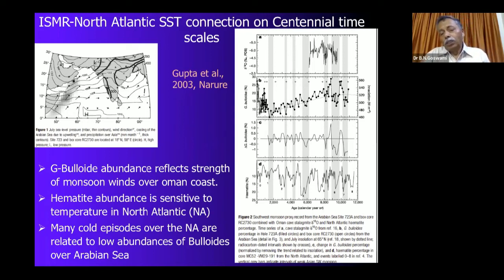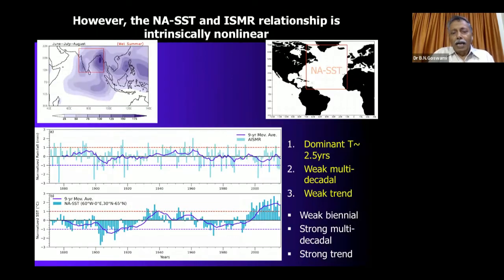is related to warmer temperatures in the Atlantic, and the colder temperature, the droughts and the weaker monsoon, is related to the colder temperature in the Atlantic. So these associations have been noted from paleoclimatic data.